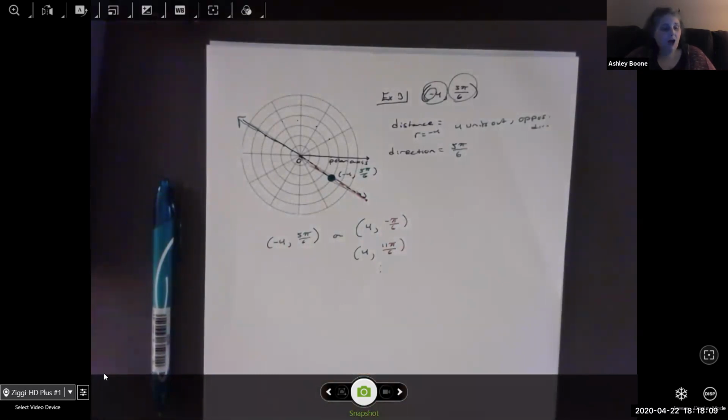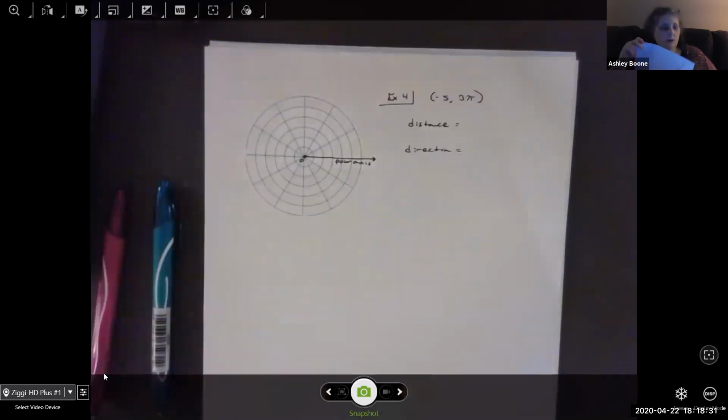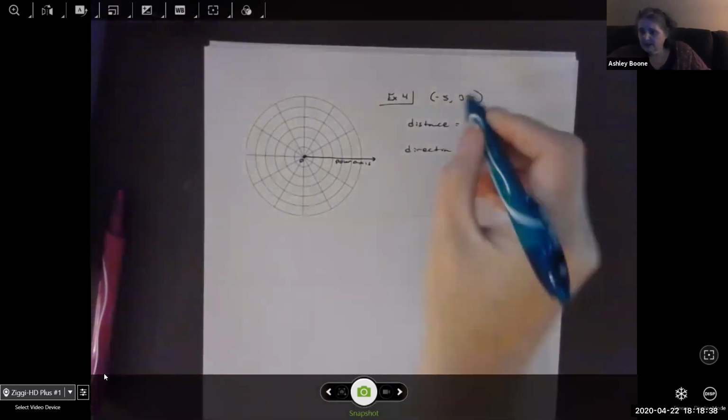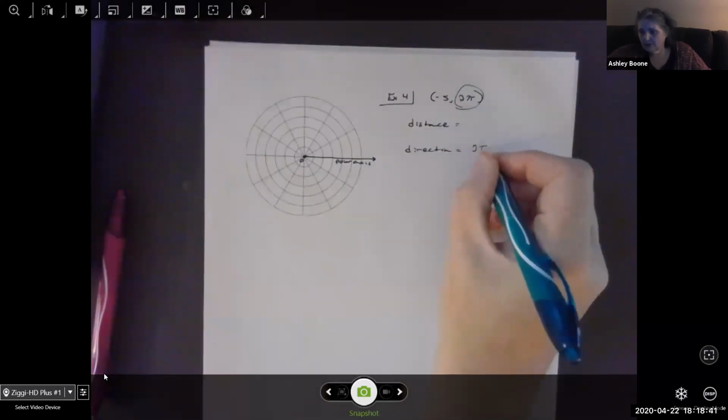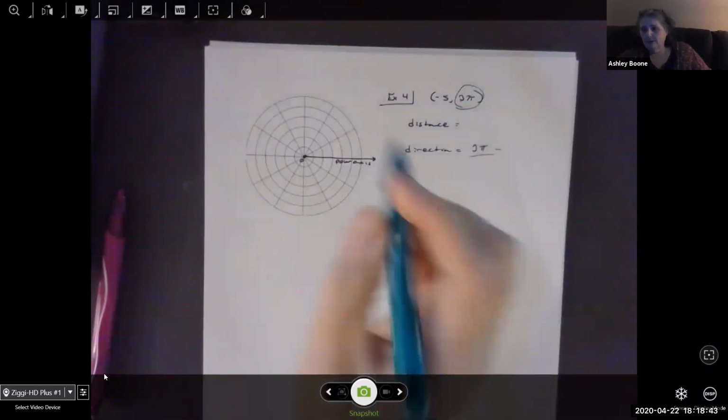But if you're wanting to plot a polar coordinate, this is what you do. You use the angle to tell you which direction and where the terminating side is going to be. If it's a positive radius, the point lies on the terminating side. If it's a negative radius, the point lies on the opposite of the terminating side. Okay? Let's look at one more here. (Negative 5, 3 pi). Well, again, if we look at this, we have 3 pi, so that's my direction. Think about where 3 pi would lie.